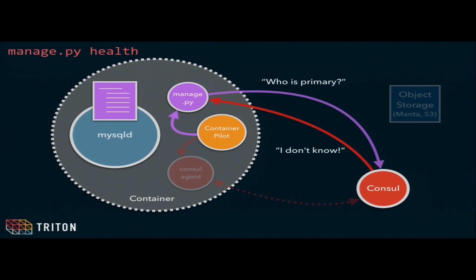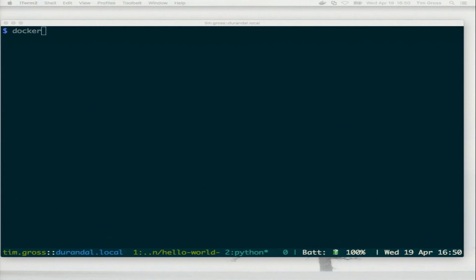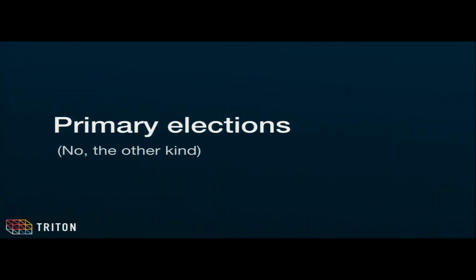Another option here is that we might ask, who's the primary? I don't know. So in that case, we're going to have a little problem. So let's go a little bit further here. I need some more instances to show this, so we're going to scale that up. And while we're waiting for those to come up, we're going to talk about primary election.